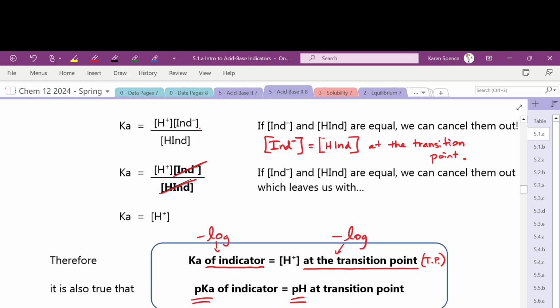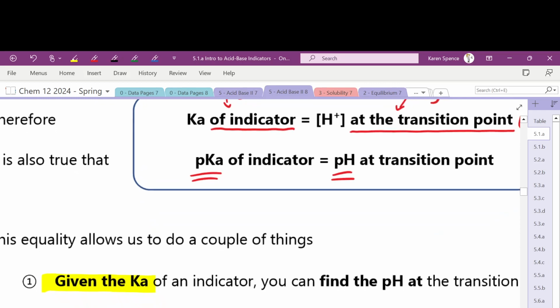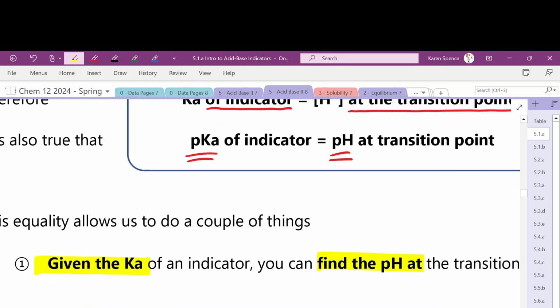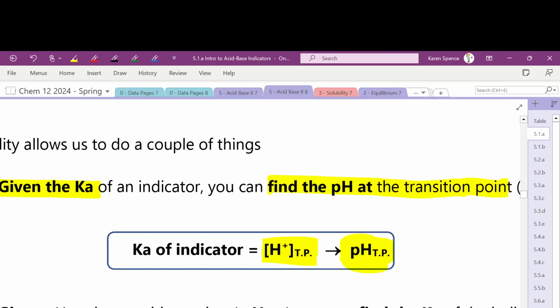Now, the fact that Ka of the indicator is equal to H plus at the transition point will allow us to do two things. Number 1, if we are given the Ka, you can find the pH at the transition point. Because if you know the Ka of the indicator, you know the H plus at the transition point, and from there you can convert it to the pH at the transition point. Is that good? Okay.